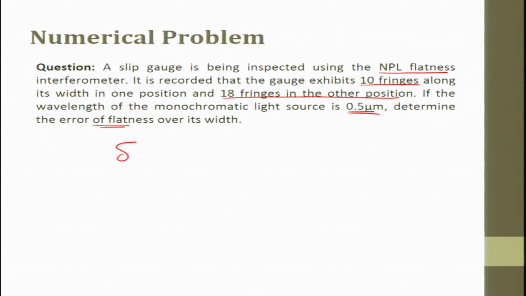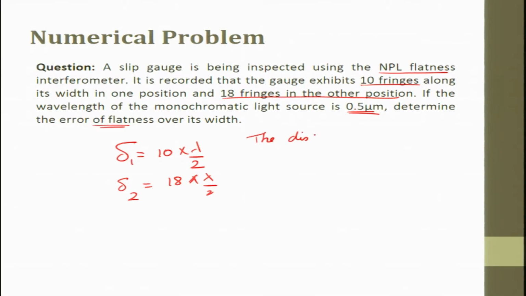So, del 1 equals 10 times lambda by 2. Next, del 2 is equal to 18 lambda by 2. If you want, I will write down what is given in the problem.